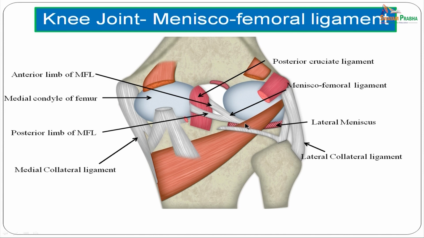And this stem of the Y divides into two limbs, an anterior limb and a posterior limb. The anterior limb goes in front of the posterior cruciate ligament, while the posterior limb passes behind the posterior cruciate ligament and is attached to the medial wall of the intercondylar fossa. This menisco-femoral ligament has an important role in the anterior gliding of the lateral meniscus during extension.